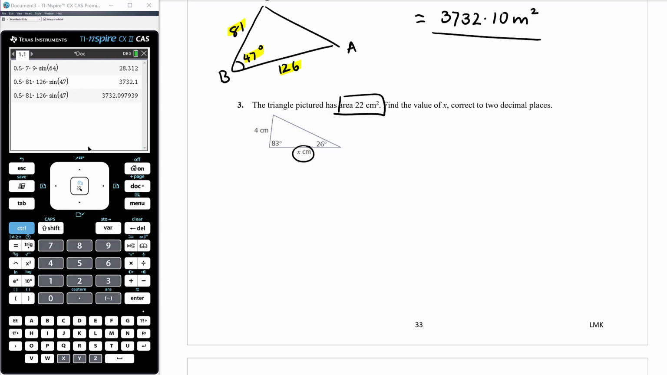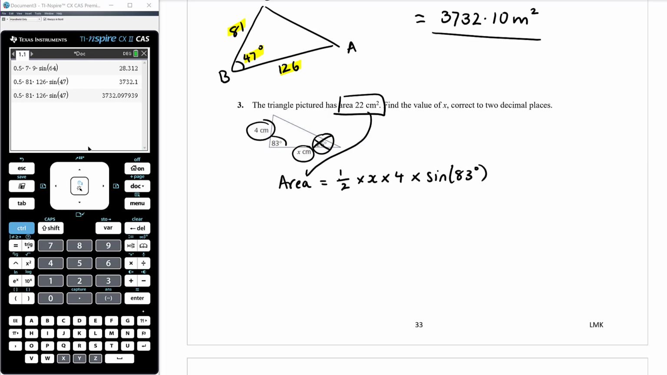If I want to find x and I've got the area, I need to be able to use x in a formula for area. I know that for the area formula, I need to have two side lengths and the included angle. So I'm not going to use the 26, because the 26 is not the included angle. If I want to use x and 4, then I can use the angle 83. So in this case, we know that area is half times x times 4 times sine of 83.